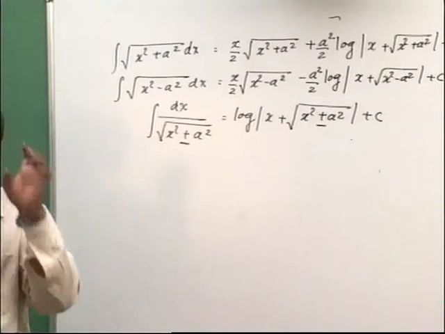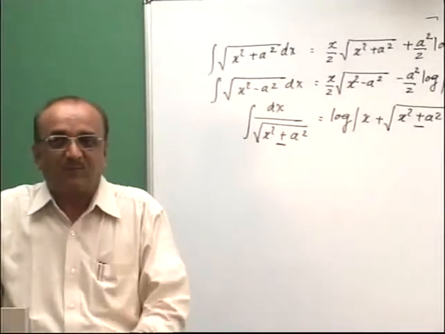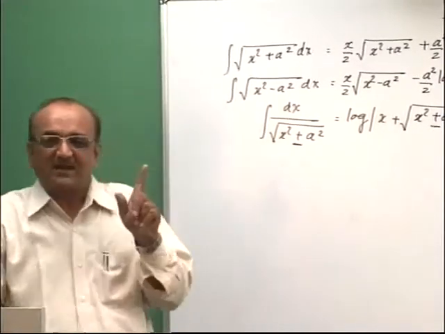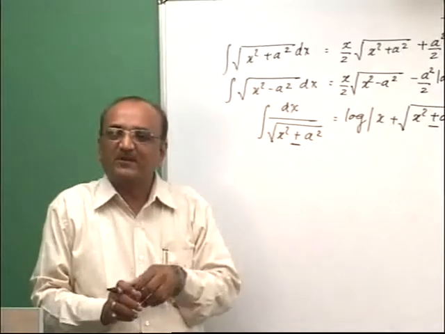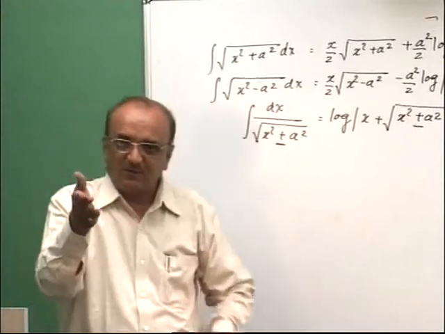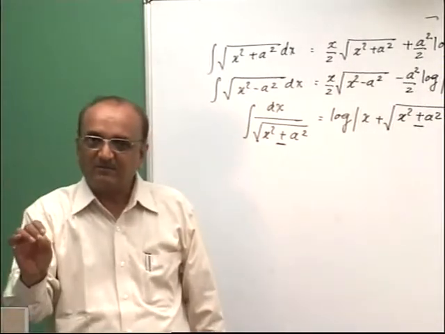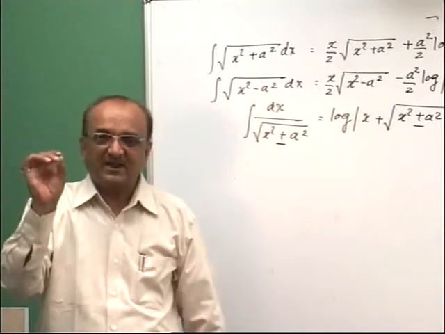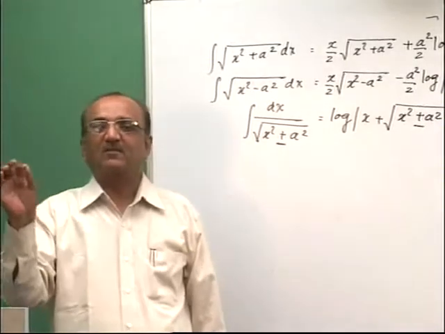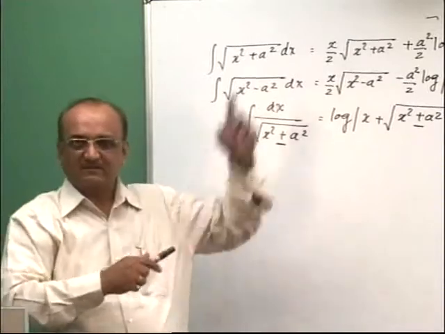Now I am discussing examples based on these three structures. I repeat the forms again. The integration of root of x squared plus a squared dx, the first formula: how to read the form? x by 2 root of x squared plus a squared, plus a squared upon 2 into log of modulus x plus root of x squared plus a squared, mod complete, plus c. This is the first formula.